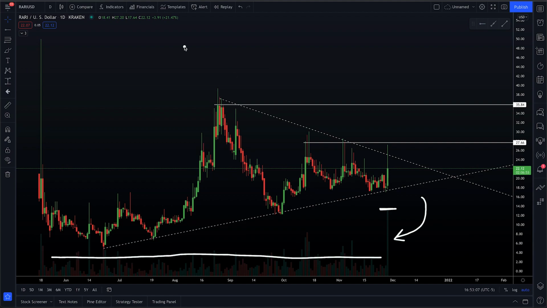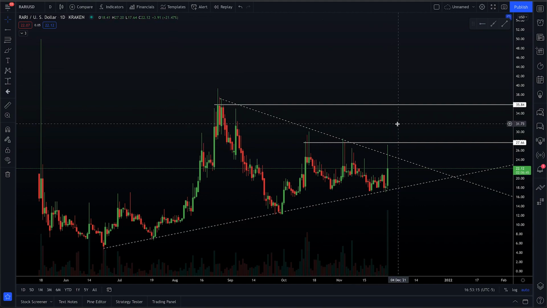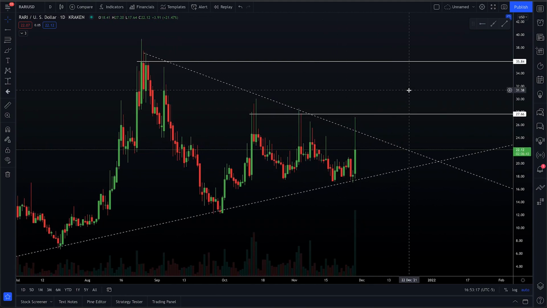Obviously, NFTs aren't going anywhere anytime soon. Rarible as a platform probably isn't going anywhere anytime soon. So I think it makes sense to have a bullish outlook on the coin. What else are we noticing about this from the daily perspective?